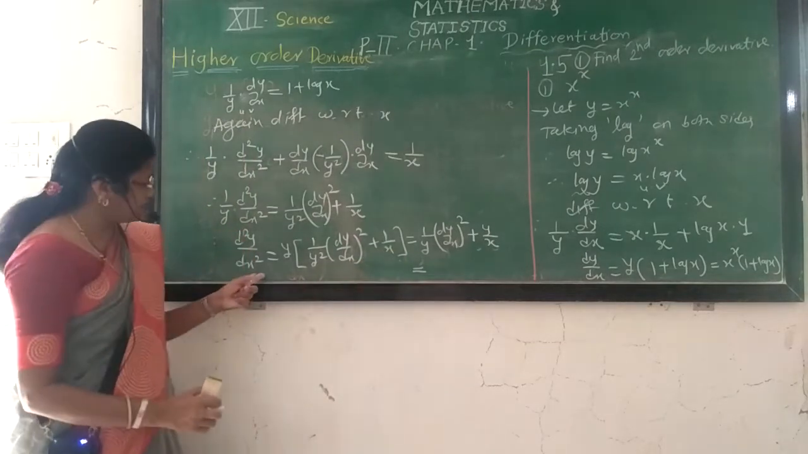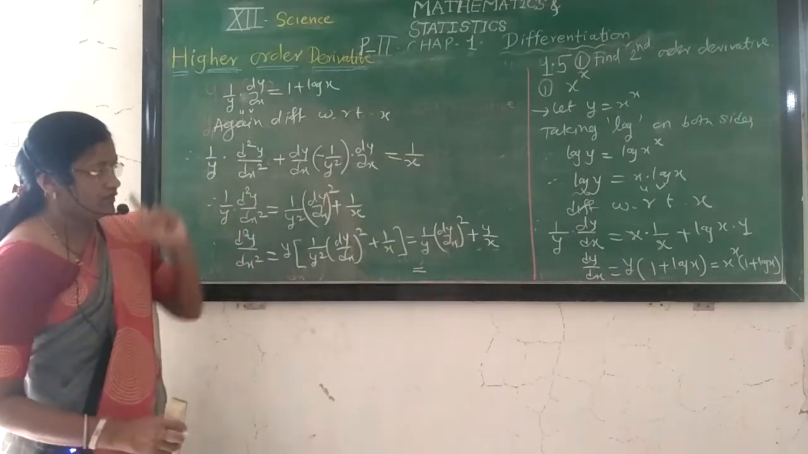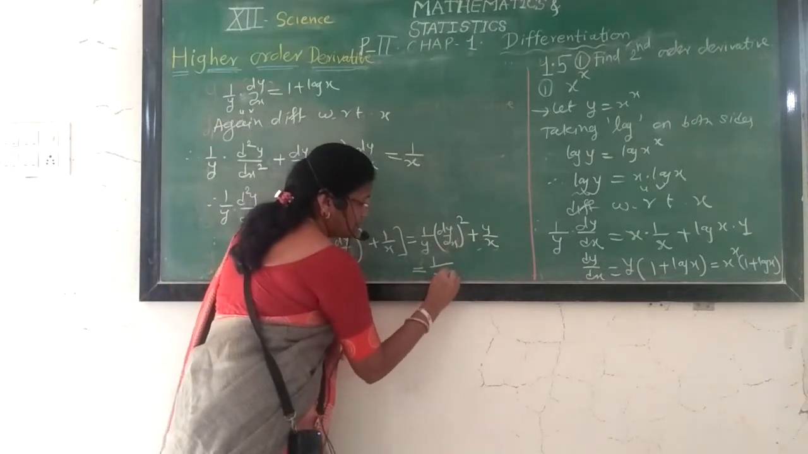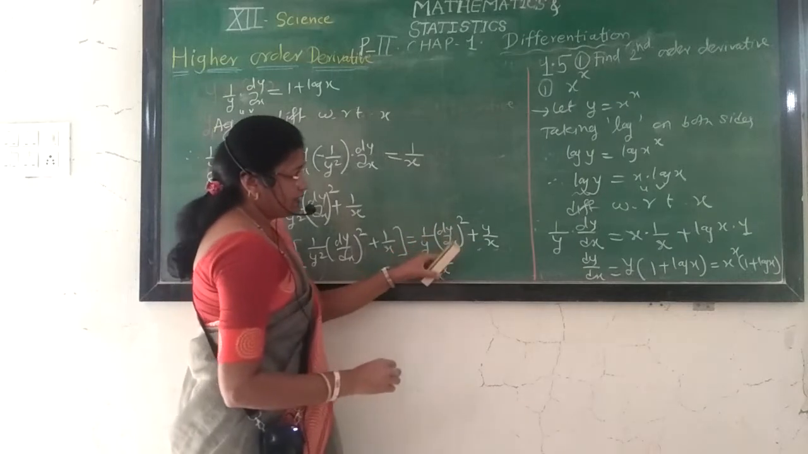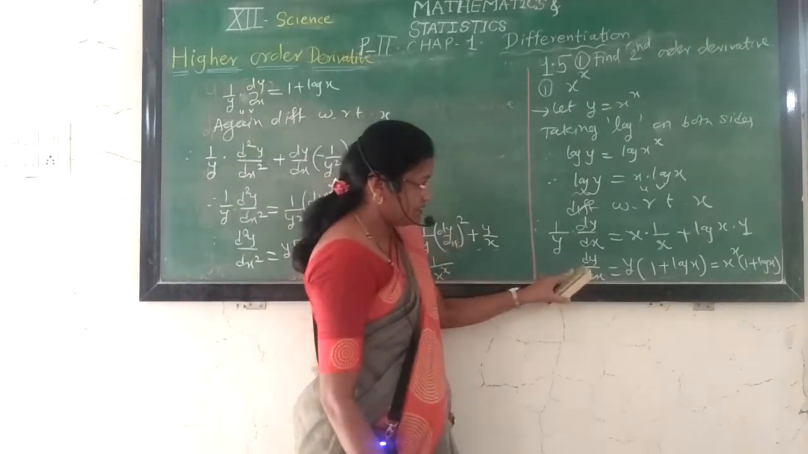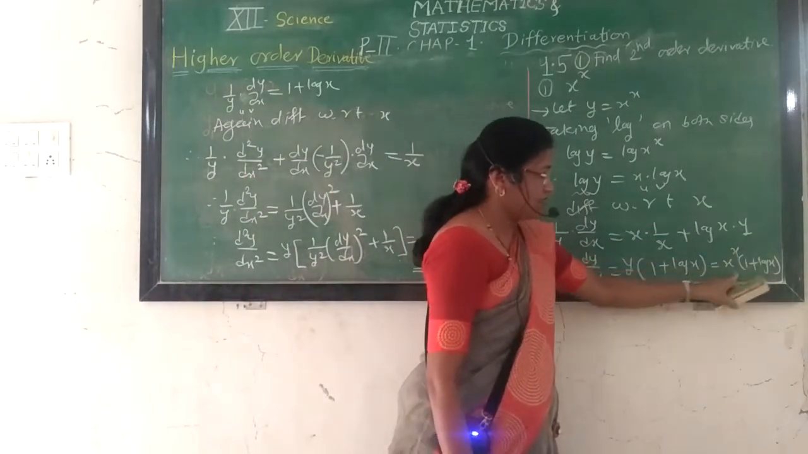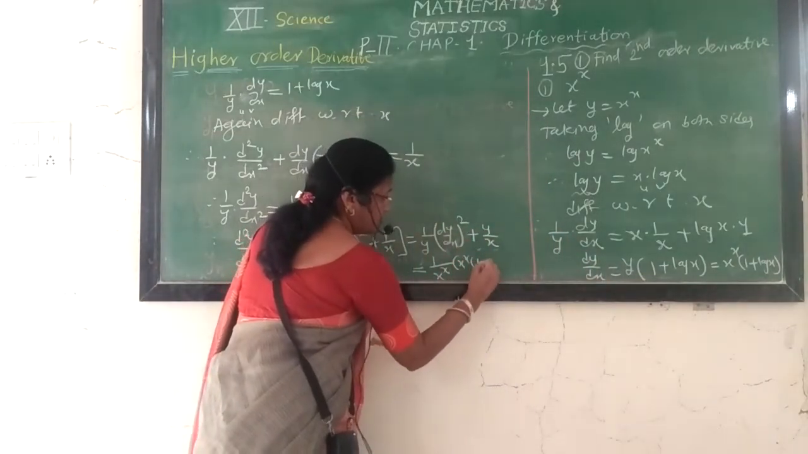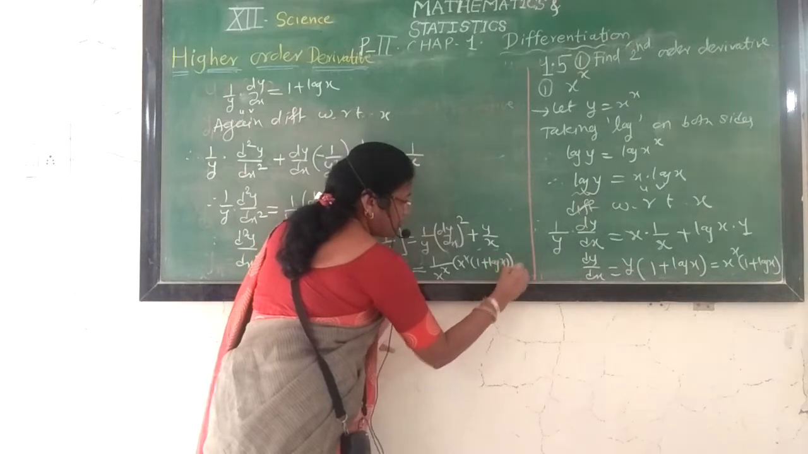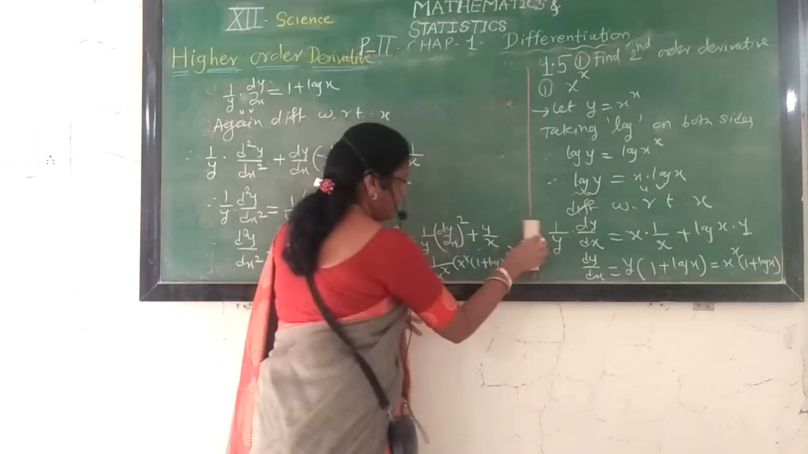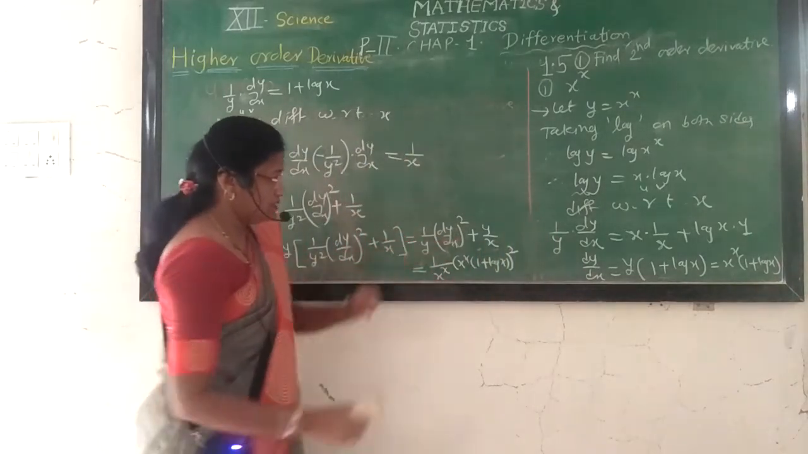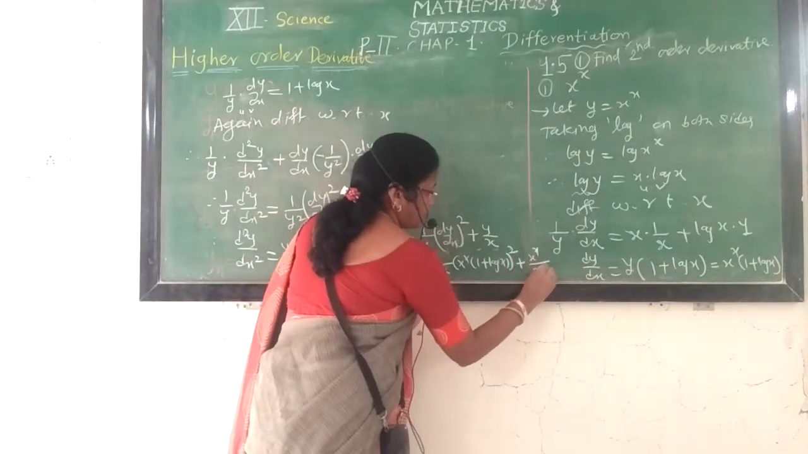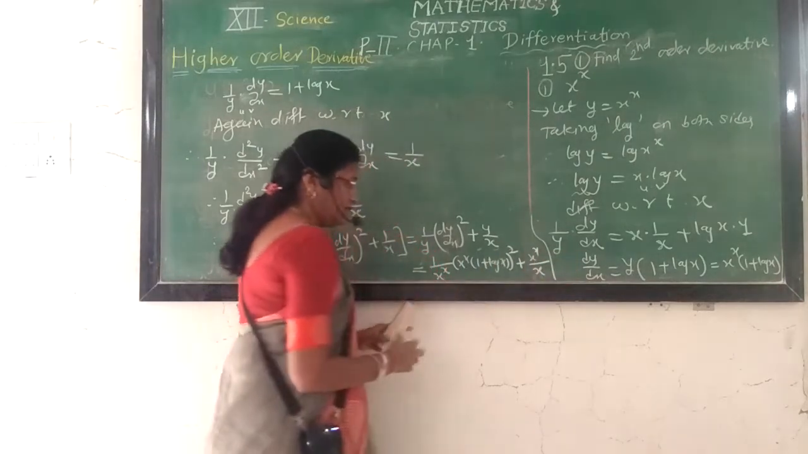d2y by dx square is the second order derivative of the function x raised to x. That becomes 1 upon x raised to x, dy by dx its square. From this expression, dy by dx its square means x raised to x into (1 plus log x) its square, and plus y upon x. Again, what is y? x raised to x upon x. This is your final answer.